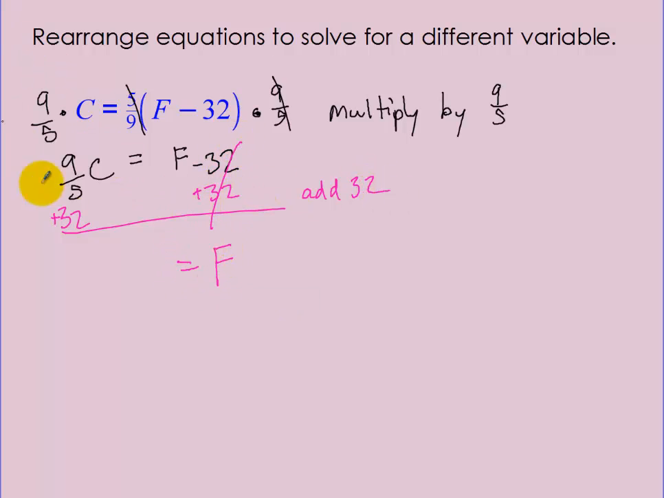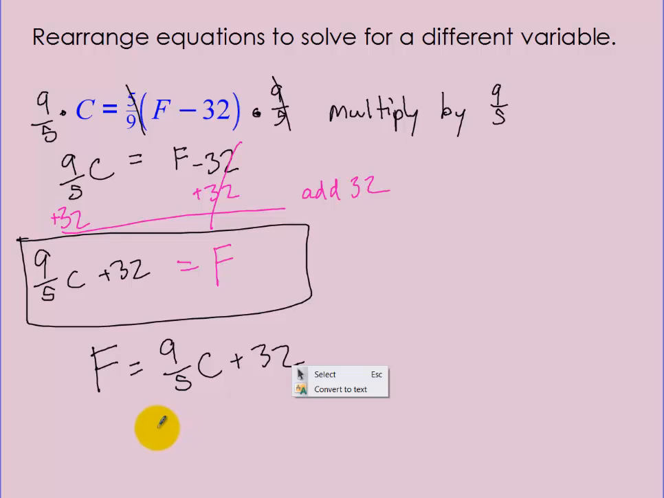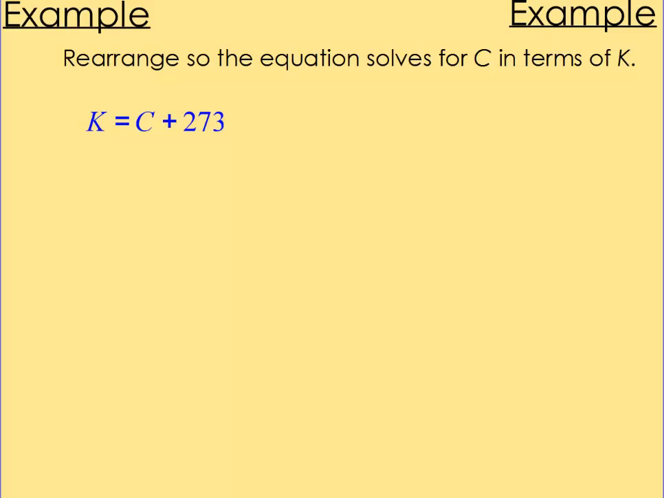On the left, be careful. These aren't like terms. 32 and 9/5 c are not like terms. They just can't be combined. We write them separately. So it's 9/5 c plus 32. So this is my equation. If you want to, you can write the f in front, so f equals 9/5 c plus 32. Either way. All right, moving on. Let's do some examples. So pause the video.